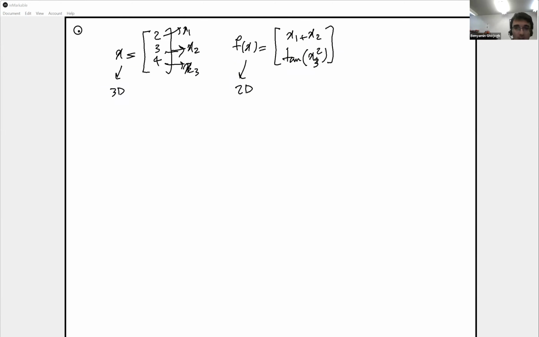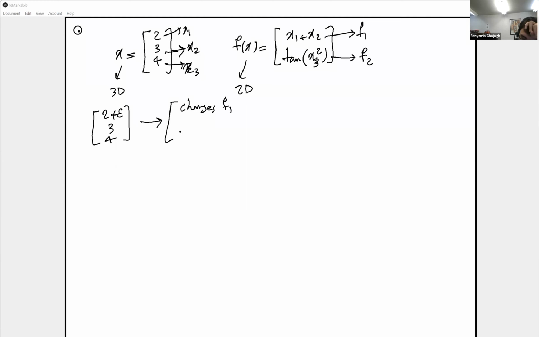What's the dimensionality of the derivative? So the dimensionality of the function is 2. The dimensionality of the input is 3. Now let's see. First, I change the first element. It changes, let's call it f1, the second element f2. It changes f1. It also changes f2. It might change. The change might be 0. For this case, the change is 0. But in the general case, it might change, right?